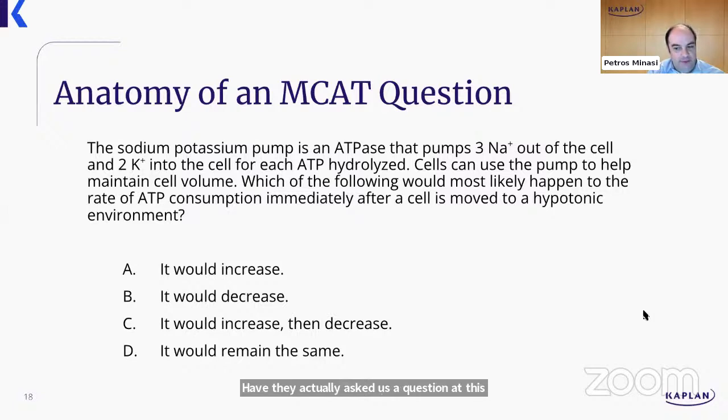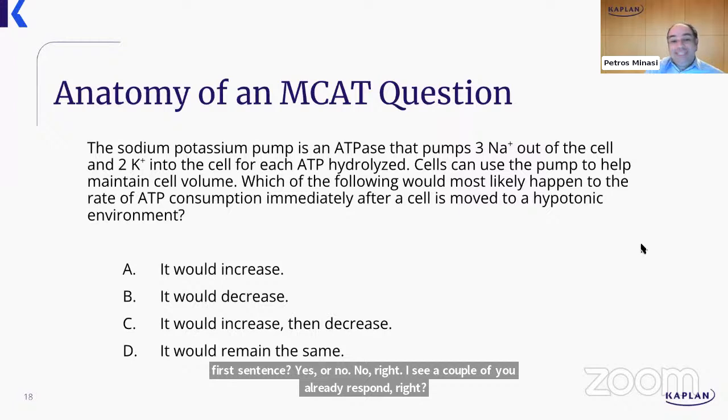Is there actually something that they are asking? And you can put your response in the chat here. Just give me a thumbs up, right? Have they actually asked us a question in the first sentence? Yes or no? No, right? I see a couple of you are already responding, right? This is not a question. This is information that has been given to us.